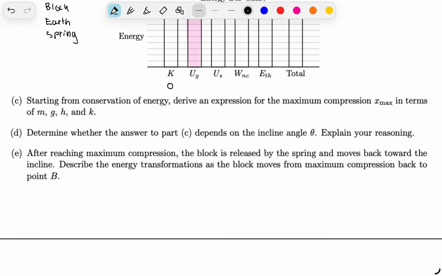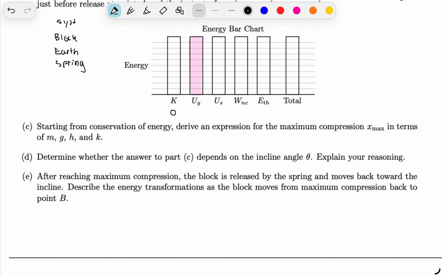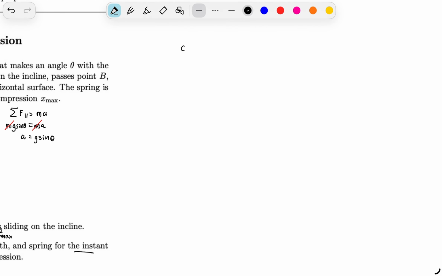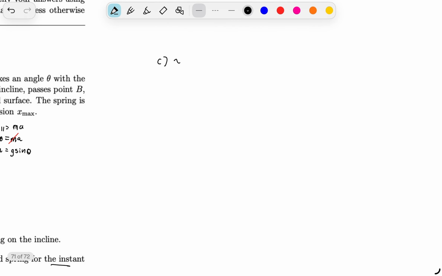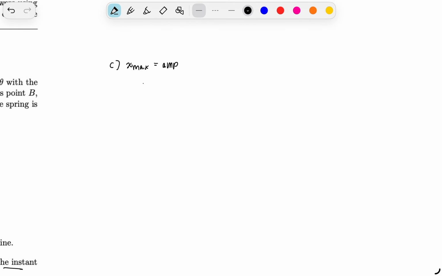So starting from conservation of energy, derive an expression for the maximum compression X max in terms of mgh and k. For this question, we want to find our x max, which is our amplitude, essentially. We're going to use conservation of mechanical energy because we have no non-conservative forces here. So we're going to set our initial kinetic energy plus our initial gravitational energy plus our initial spring potential energy equal to our final kinetic energy plus our final gravitational energy plus our final spring energy.